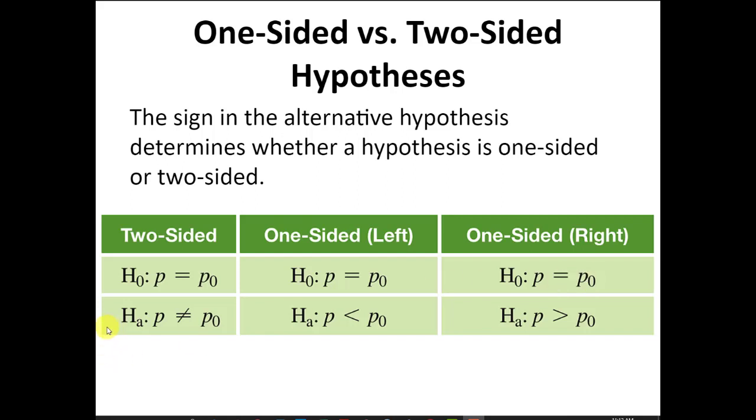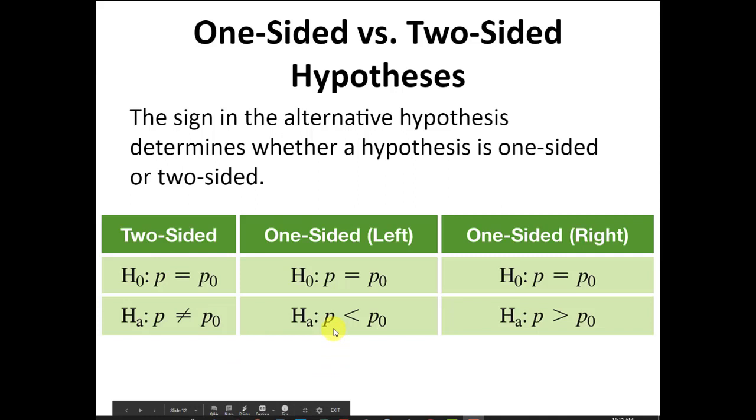But let's see what happens with the alternate. Here, we have that the alternate, that P is not equal to some given proportion. It doesn't say that it's less. It doesn't say that it's greater. It's saying that it could be either less or greater because it's different. Because it can be either less or greater, that's considered to be a two-sided hypothesis.